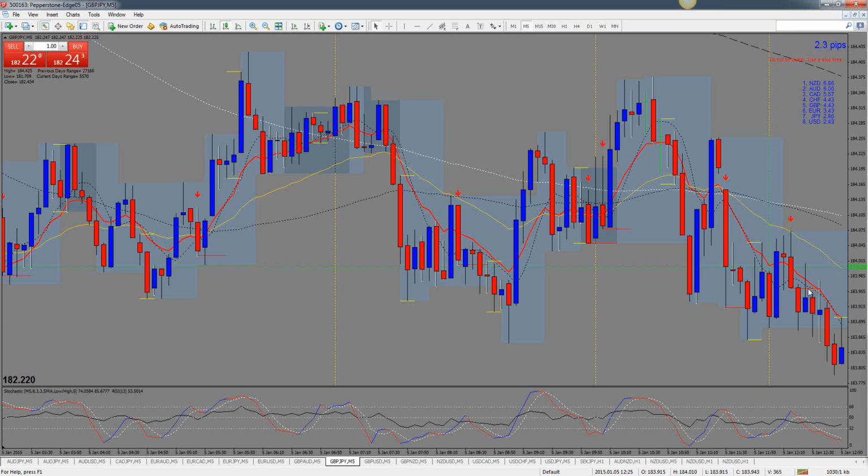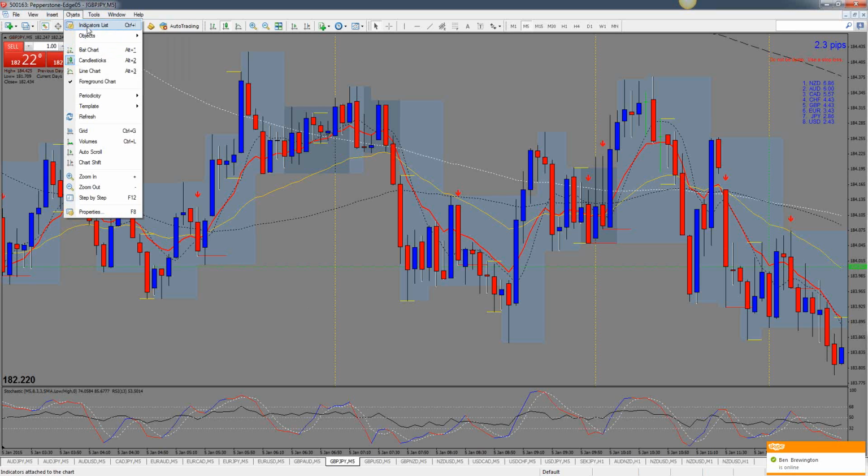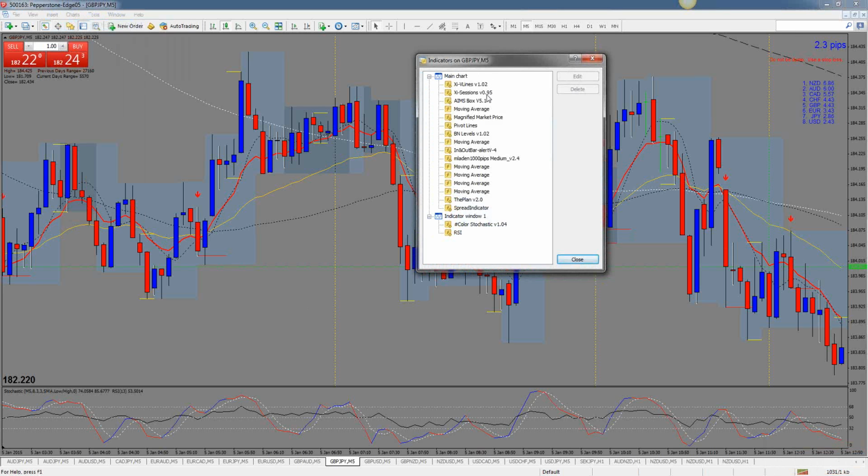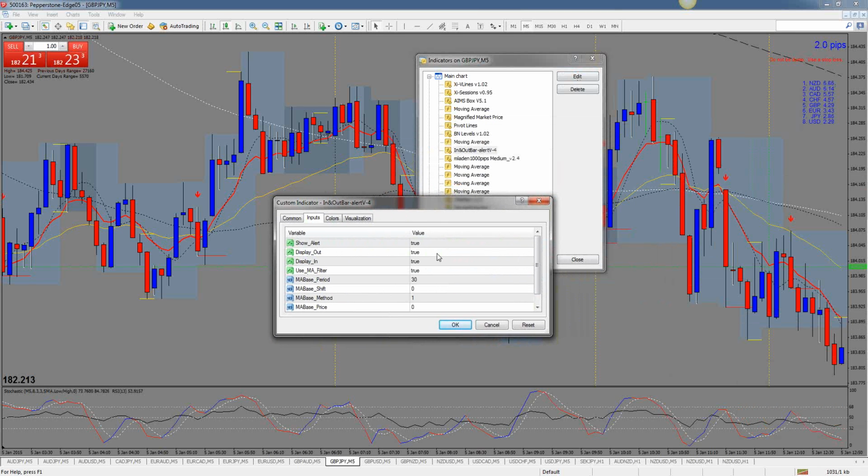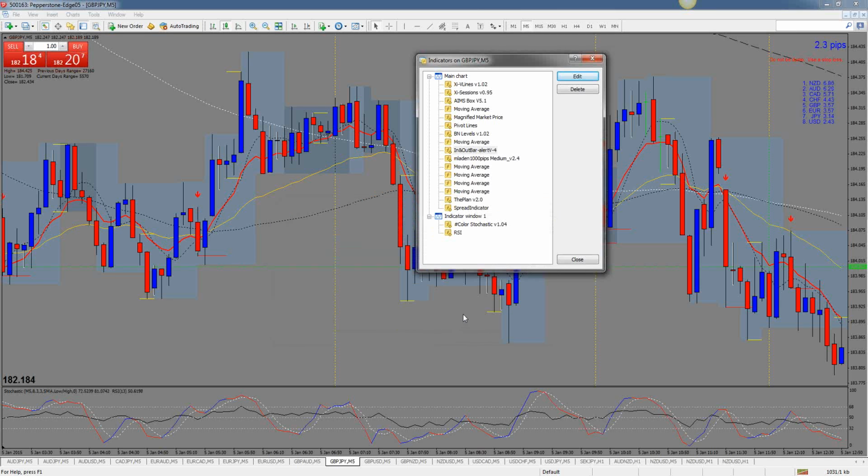Yes. Now it does mark both the inside and outside bars, but you can go to the indicator list here for an example, and if you only want it to mark inside bars, you can set display only inside bars to true and turn the display outside bars off. So you turn that to false, and it'll only show you the inside bars. It will not show you the outside bars.